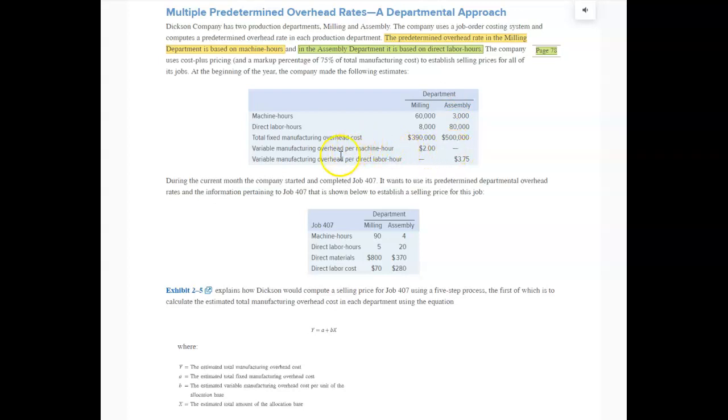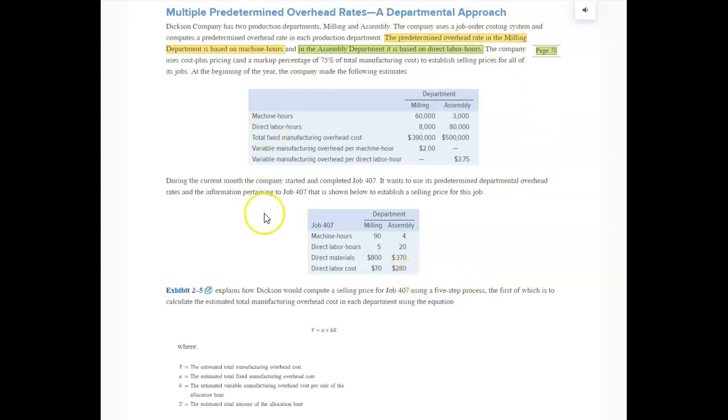They also estimate the fixed cost will be $390 for milling, $500 for assembly. This is overhead cost, of course. And the variable overhead rate will be $2 per machine hour for milling and $3.75 per direct labor hour for assembly. We have job number 407. We use 90 machine hours in milling, 5 hours direct labor and direct material cost, $870, all for milling. Now when that job was then moved over to the assembly, we had 4 machine hours, 20 direct labor hours, direct material cost $370, and direct labor cost $280.